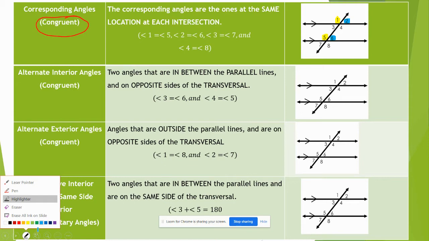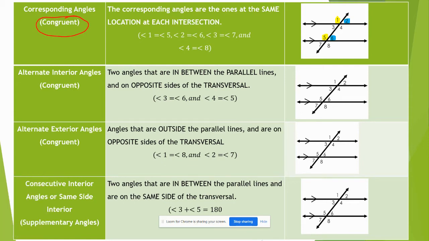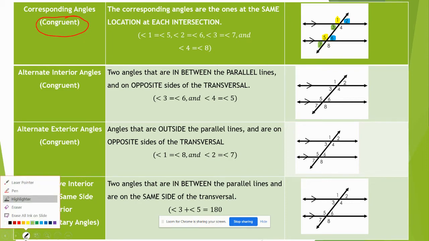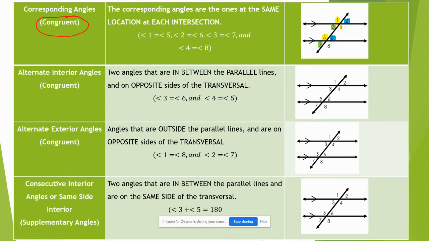We're going to grab our third color. We're going to go to angle 3. This time angle 3 is below the parallel line on the left side of the transversal. So that leaves angle 7, because it's below the parallel line on the left side of the transversal. So angle 3 equals angle 7. And then our last color would be 4 and 8. Angle 4 and angle 8 are also congruent. They equal each other. And those are our last set of corresponding angles.